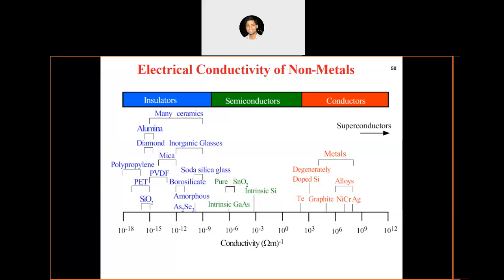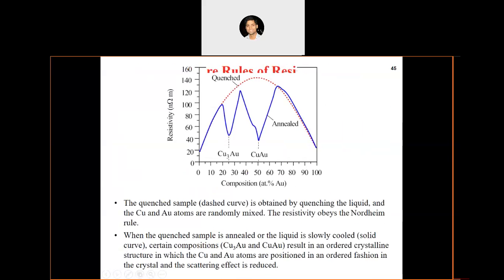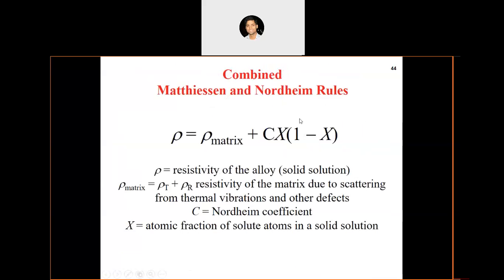And then finally, in the last class, we discussed how we can predict the resistivity which is caused because of the impurity scattering. And that was given by Nordheim's rule, right? We saw this. We saw Nordheim's rule, which simply says that the resistivity due to the impurities will be C x times 1 minus x, where x is the solute concentration and C is the Nordheim's coefficient.